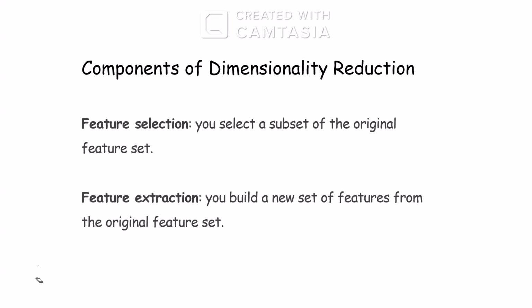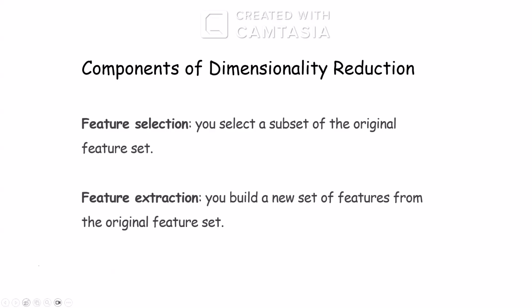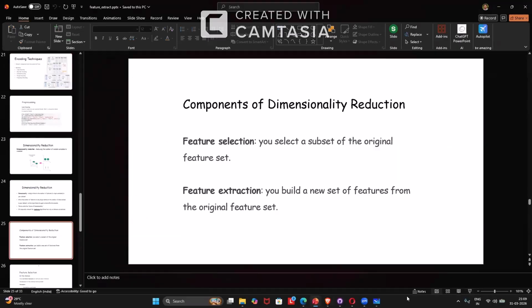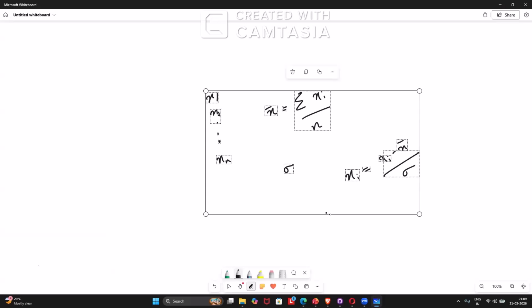So from this point, it is very important to keep in mind that dimensionality reduction can be done in two different ways. The first is feature selection. The next one is feature extraction. Most of the time people get confused with this. What is feature selection and feature extraction? Okay. So I will tell you one thing.